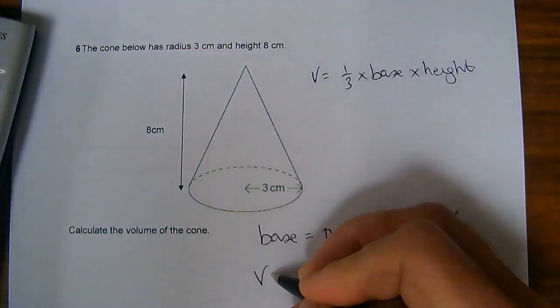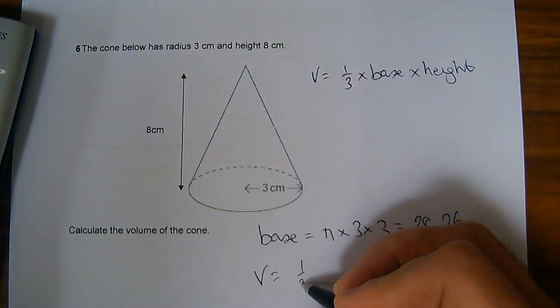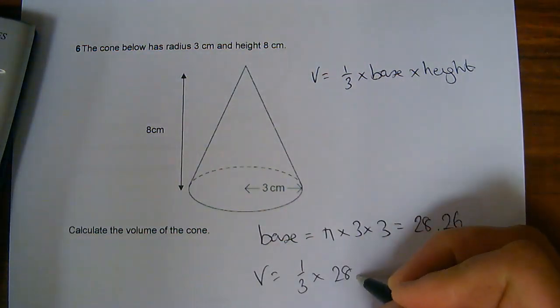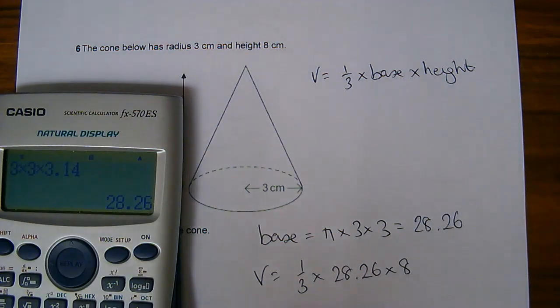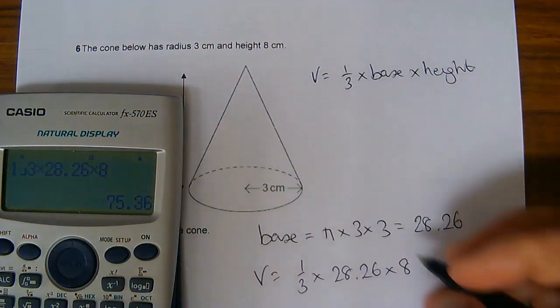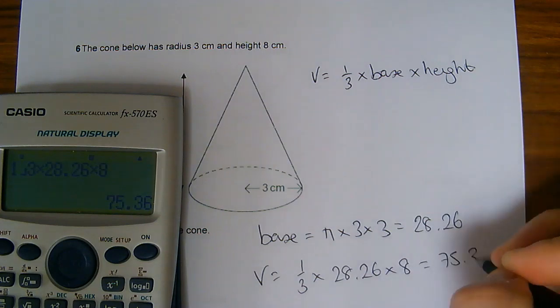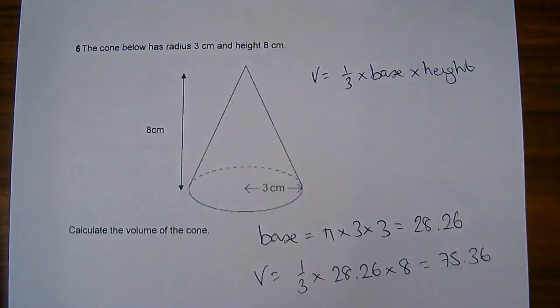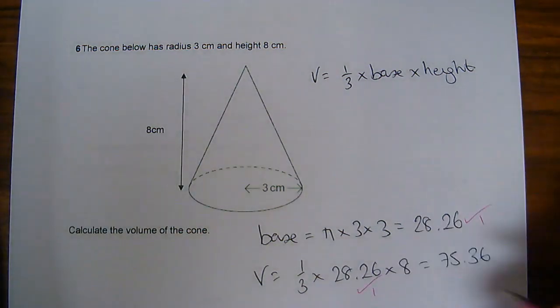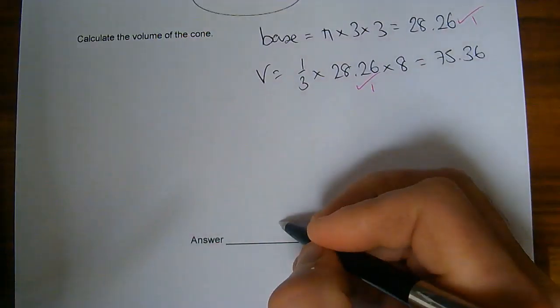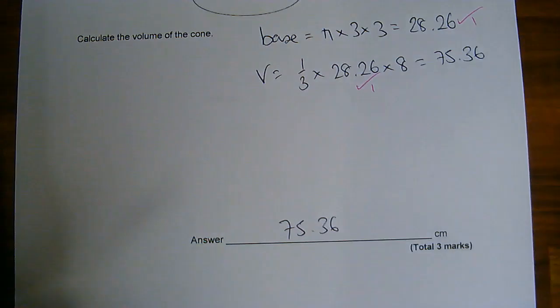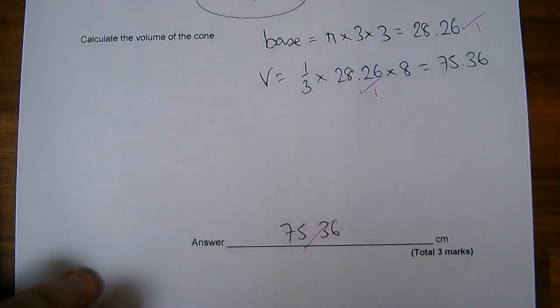I then do my volume, which is 1/3 times that base, 28.26, times the height, which is 8. So use my fraction button. 1/3 times 28.26 times a height of 8 gives me 75.36. 1 mark for that bit there, 1 mark for that there, and then you get your final mark for having 75.36 as your answer down the bottom.